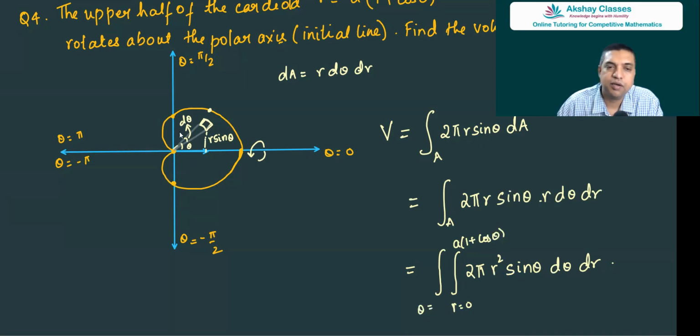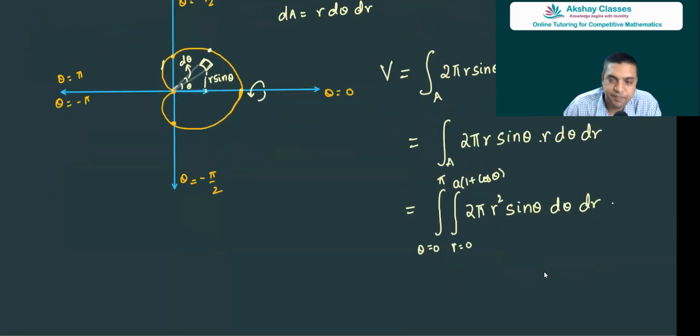And theta will vary from 0 to pi, because we just take the upper half. At this point theta is 0, at this point theta is pi by 2, at this point theta is pi. So theta equal to 0 to pi. All the area elements in the upper half we have to consider. So theta equal to 0 to pi, integral r equal to 0 to a into 1 plus cos theta, 2 pi r square sine theta d theta dr.